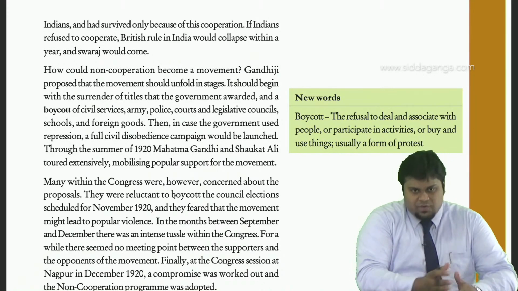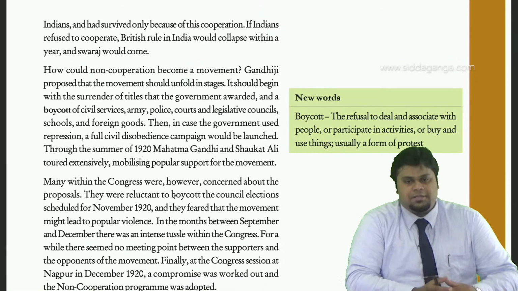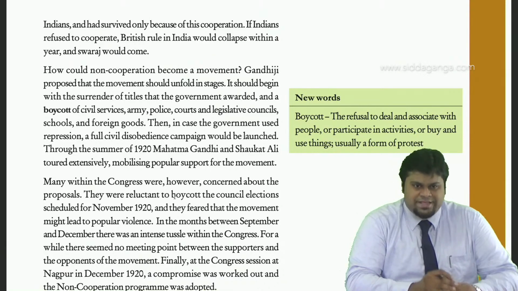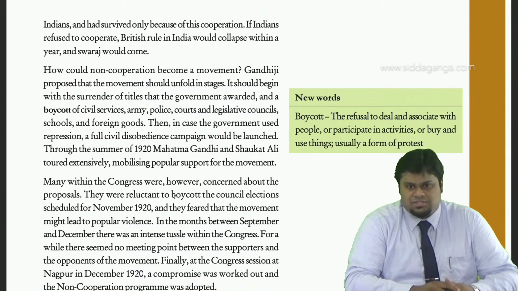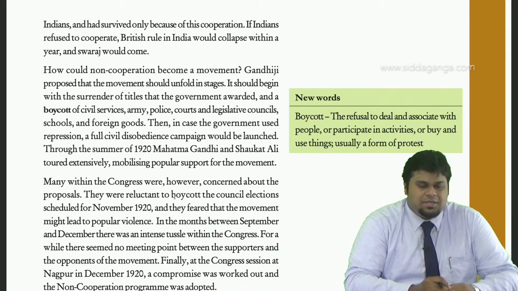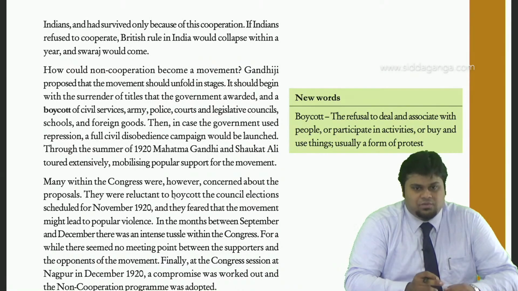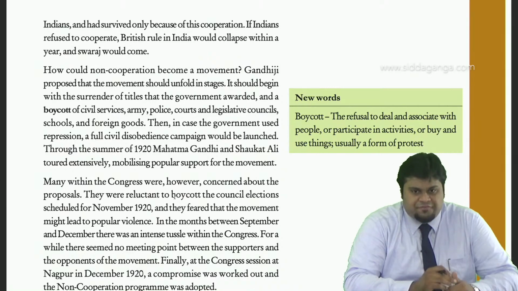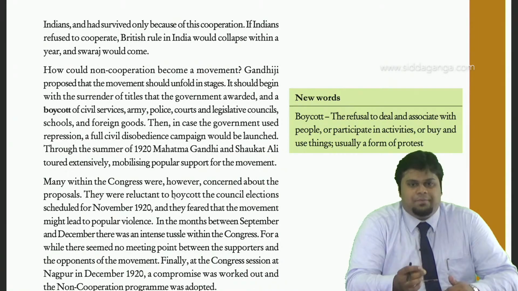Now, throughout the summer of 1920, Mahatma Gandhi and Shaukat Ali toured extensively, mobilizing support for this movement. But many within the Congress were concerned about these proposals. They were reluctant to boycott the council elections, which were scheduled for November 1920. And they feared that this might lead to popular violence.